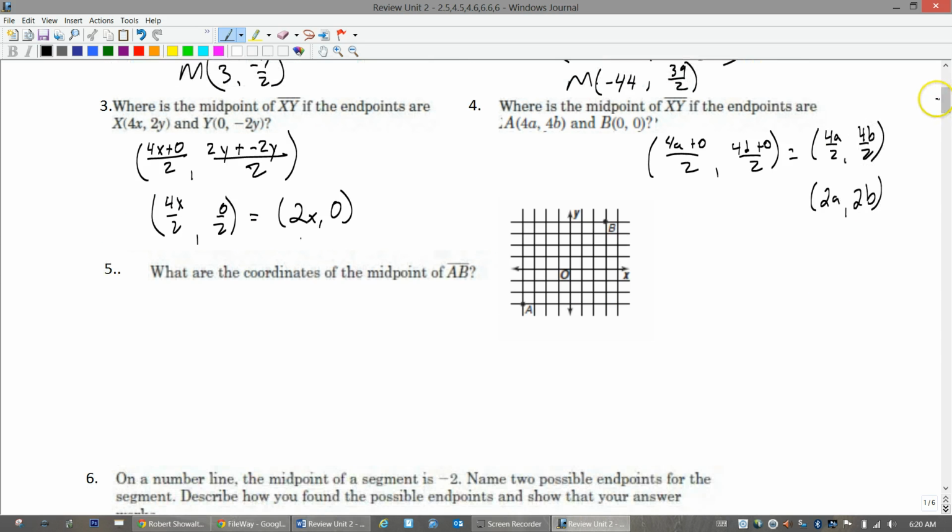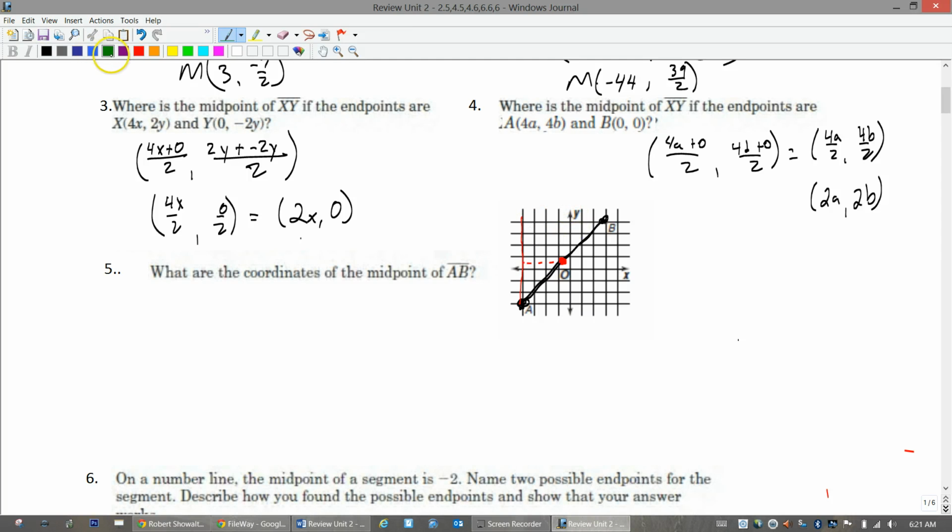All right, let's crank it up. What are the coordinates of the midpoint of segment AB? There's A, there's B, there's the segment AB, and we want the midpoint now. Since it's on a coordinate grid, I'm going to do it a little bit differently. Let's see how far we have to go up to get to B. 1, 2, 3, 4, 5, 6, 7, so 7 up. If we go 3.5 up, half of 7, the midpoint's actually there. You could do that and then calculate the coordinates, but we can be a little bit more specific.